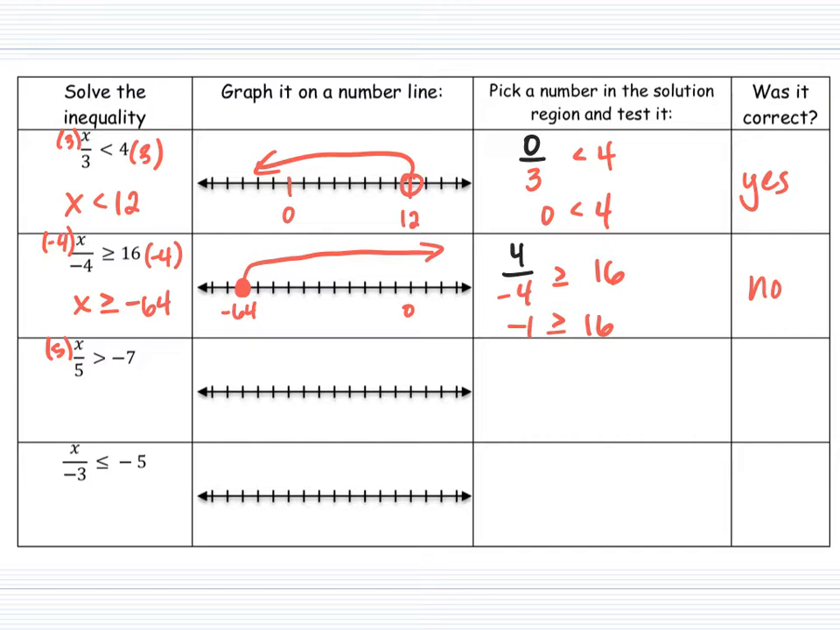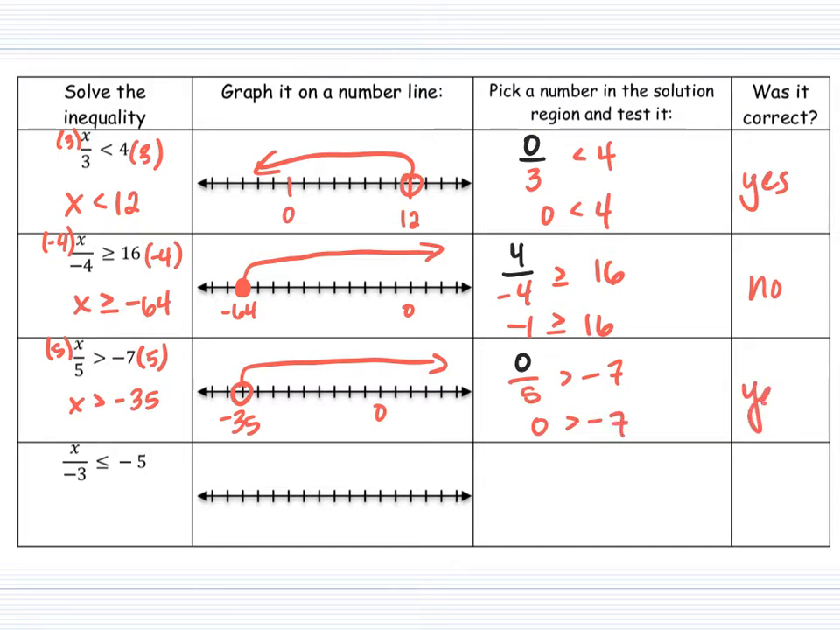The next one, I've got x divided by 5, so I'm going to multiply both sides by 5. So x is greater than -35. Throw my -35 on here, 0 somewhere up here, open circle at -35, arrow going out to the left. Just kidding, to the right. I'm going to go ahead and use 0 again as my solution region point. 0 divided by 5 is greater than negative 7. Gives us 0 is greater than negative 7, and that is true, so that one worked.